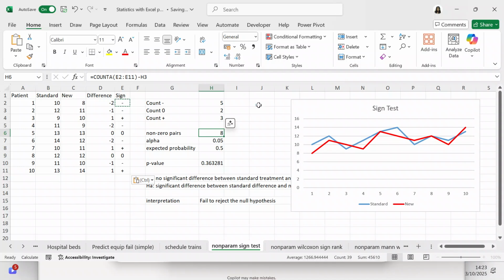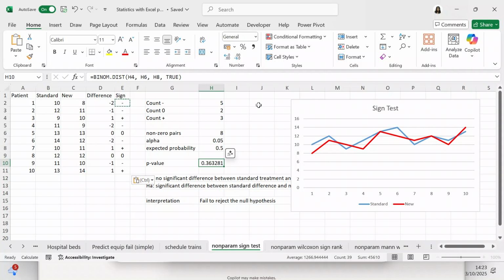H3 is 2. So COUNTA E2 to E11 minus H3 is 2. So you're going to have 8 non-zero pairs. Our alpha, which is our significance level, is going to be 0.05. And then our expected probability is going to be 50%. And then we're going to calculate the p-value.